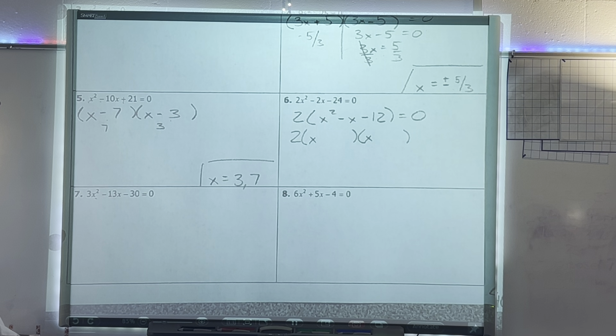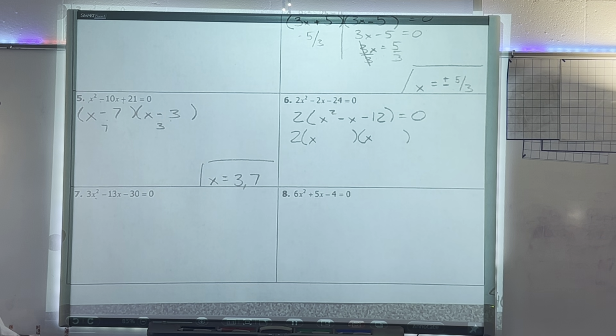Same or different? Different, because my 12 is negative. So instead of adding my two numbers together, I'm going to multiply and subtract my two numbers. What two numbers multiply to give me 12 and subtract to give me 1? What are the factors of 12? 1 and 12, right? That's not going to give me 1 if I subtract them. 2 and 6, not going to give me 1. 3 and 4 are my numbers.